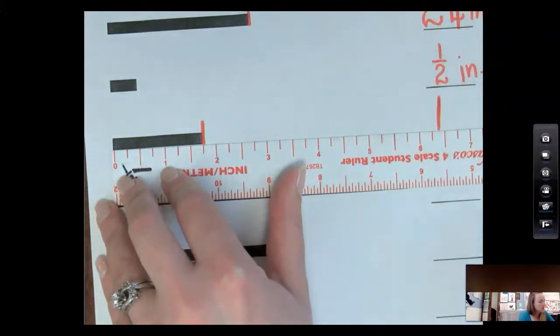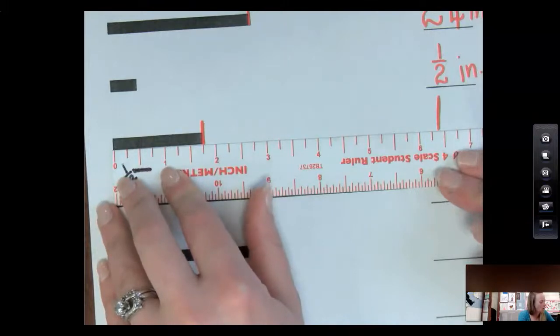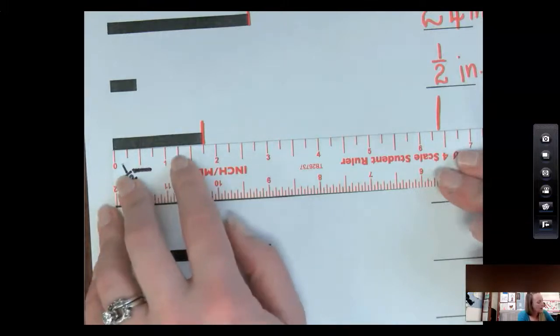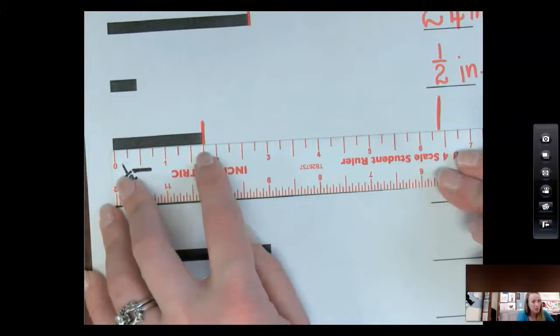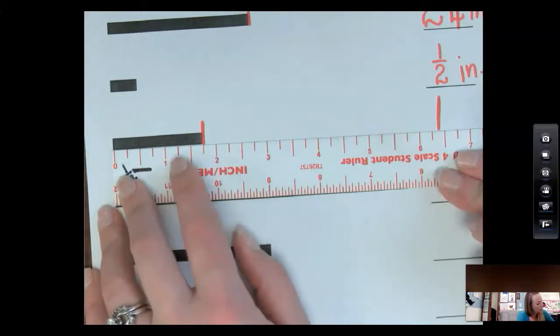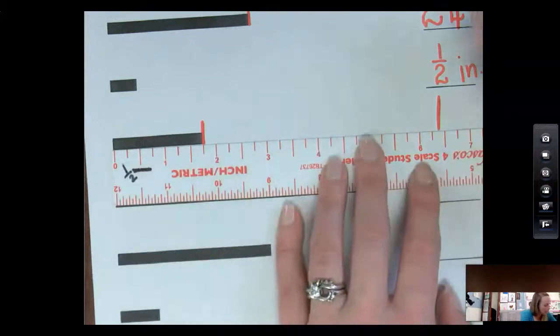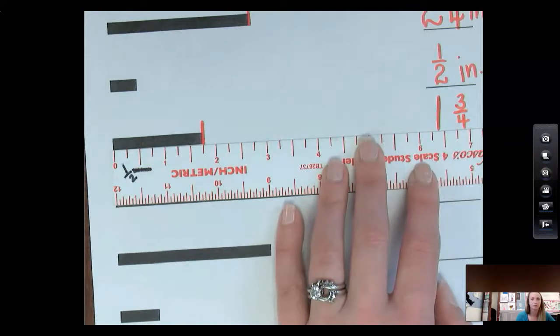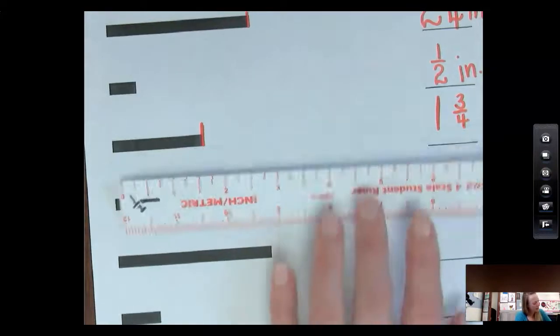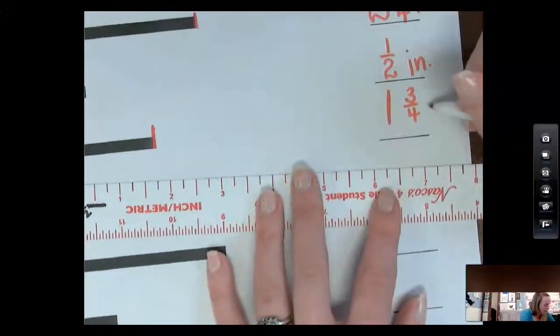And then let's sing our song. Are you ready? Here we go. A fourth, a half, 3/4. Again, a fourth, a half, 3/4. So it's 1 and 3/4. All right, kiddos, let's go ahead. Oh, we forgot. We can't forget to write inches.